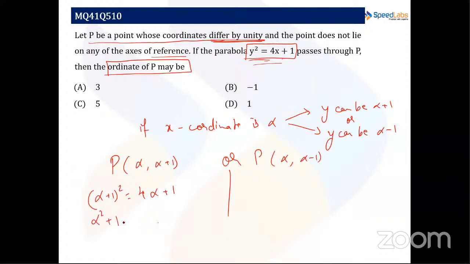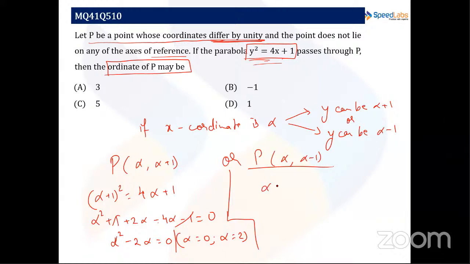We'll get alpha square plus 1 plus 2 alpha minus 4 alpha minus 1 equals 0. So we will get alpha square minus 2 alpha equals 0, so alpha equals 0 and alpha equals 2. Now, from the other case, we will get alpha minus 1 whole square equals 4 alpha plus 1. So alpha square plus 1 minus 2 alpha equals 4 alpha plus 1, and we will get alpha square minus 6 alpha equals 0. So alpha into alpha minus 6 equals 0, so alpha can be 0 or 6.